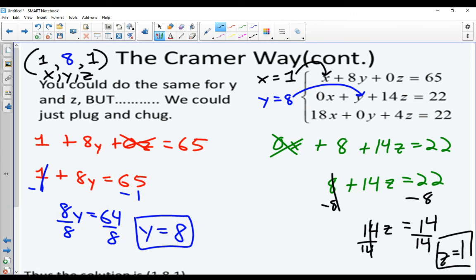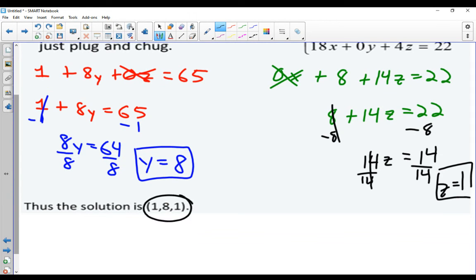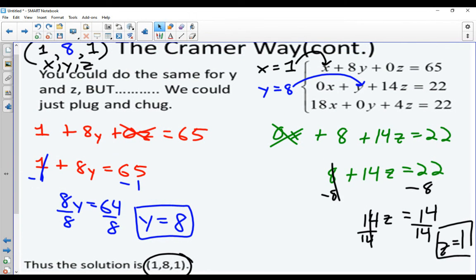Your final answer would be the ordered pair 1, 8, 1. And it also says that on the bottom to double check. And there you go. That's how you find x, y, and z using Cramer's rule. And with that, this slide and this entire video is complete.